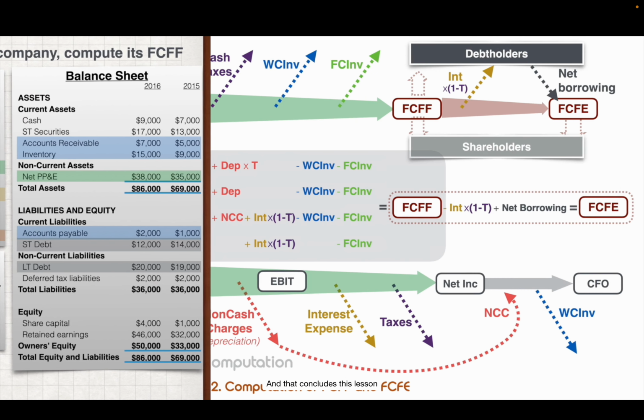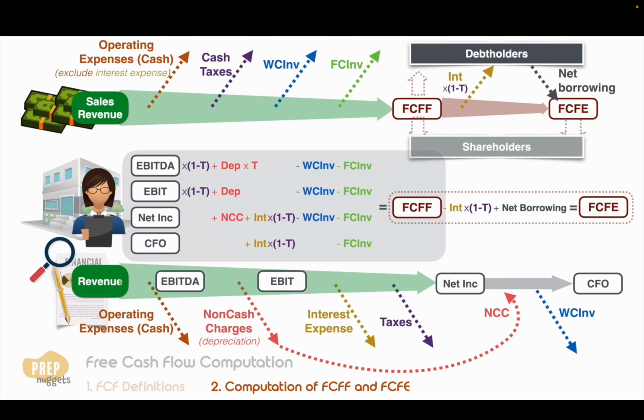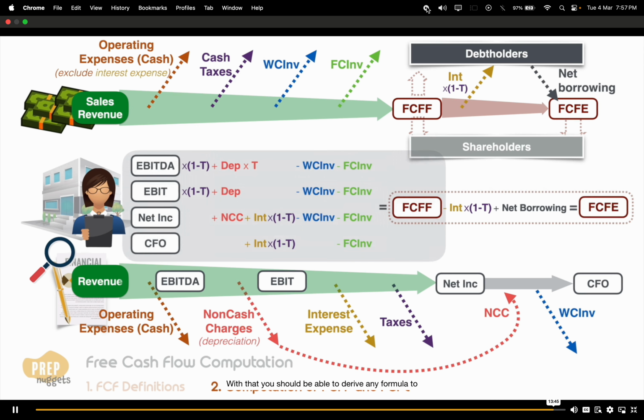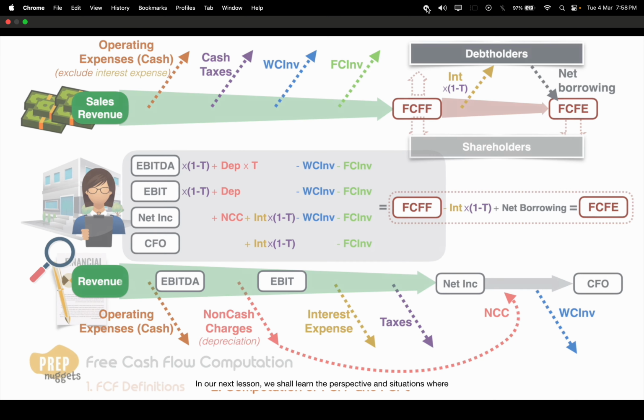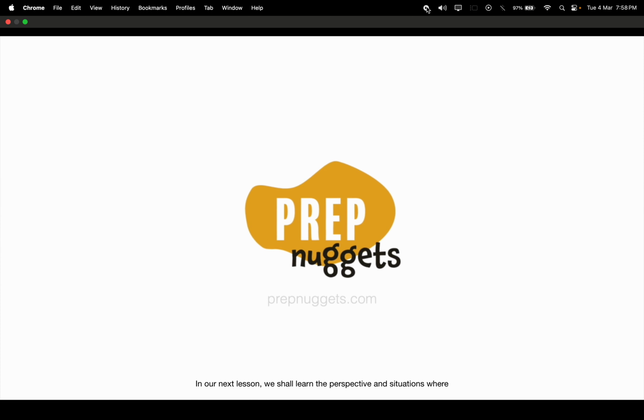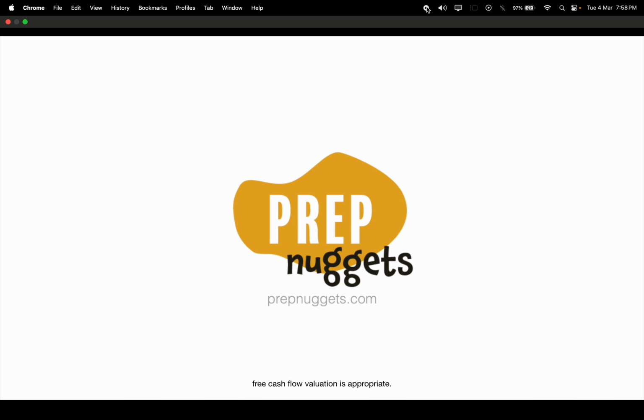And that concludes this lesson on the computation of free cash flow. Do be clear on the basic definitions of FCFF and FCFE and the progression from EBITDA, EBIT to net income and on to CFO. With that, you should be able to derive any formula to solve for FCFF or FCFE based on the information given to you in the exam. In our next lesson, we shall learn the perspective and situations where free cash flow valuation is appropriate.